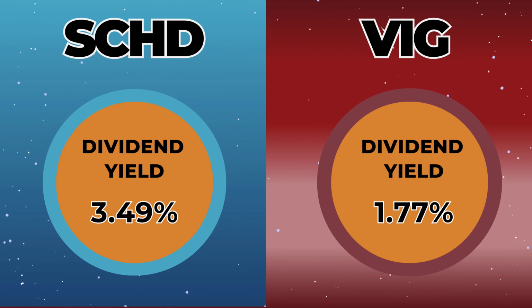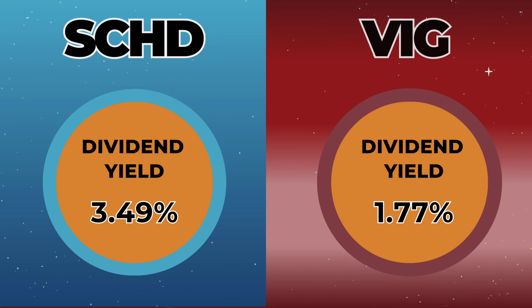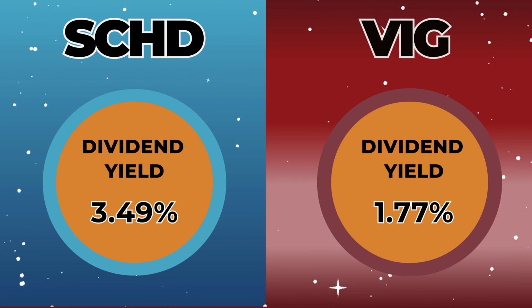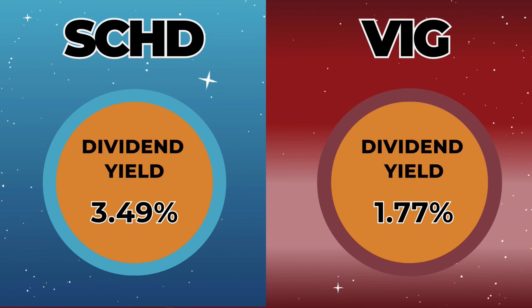SCHD offers a 3.49% yield, higher than VIG's 1.77%. SCHD is ideal for those seeking immediate income, while VIG's lower yield emphasizes long-term growth. We'll dive deeper into dividends later in this presentation.